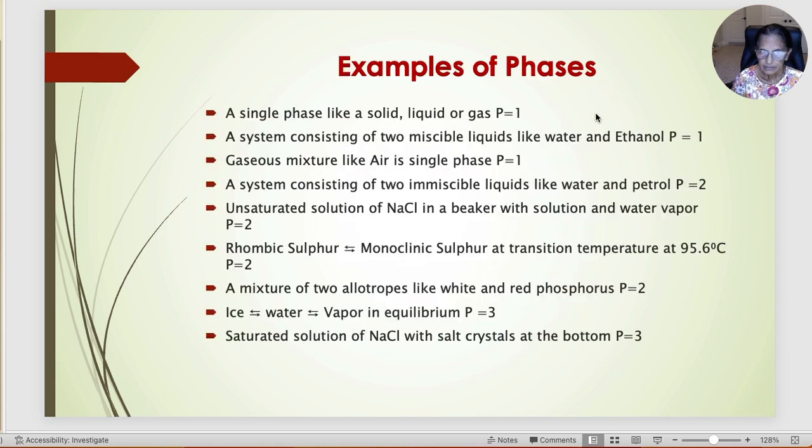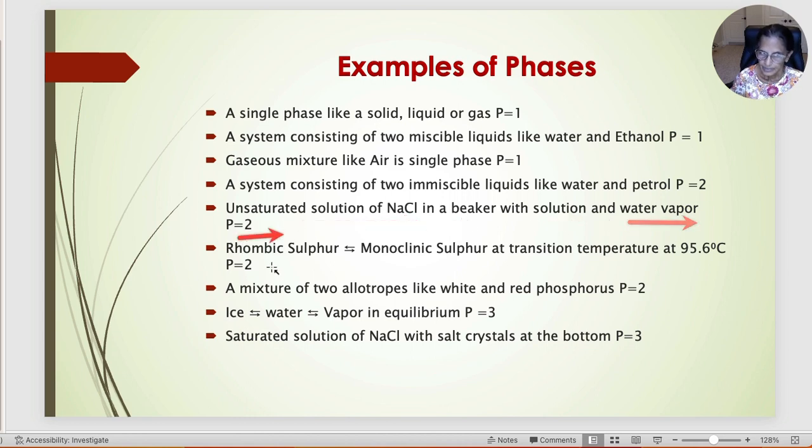Let's see some examples of phases. A single phase like a solid or a liquid or a gas, P is 1. A system consisting of two miscible liquids like water and ethanol also has only 1 phase because it's a homogeneous mixture. A gaseous mixture like air is also a single phase, P is equal to 1. A system consisting of two immiscible liquids like water and petrol that float on top of each other, phases are 2.